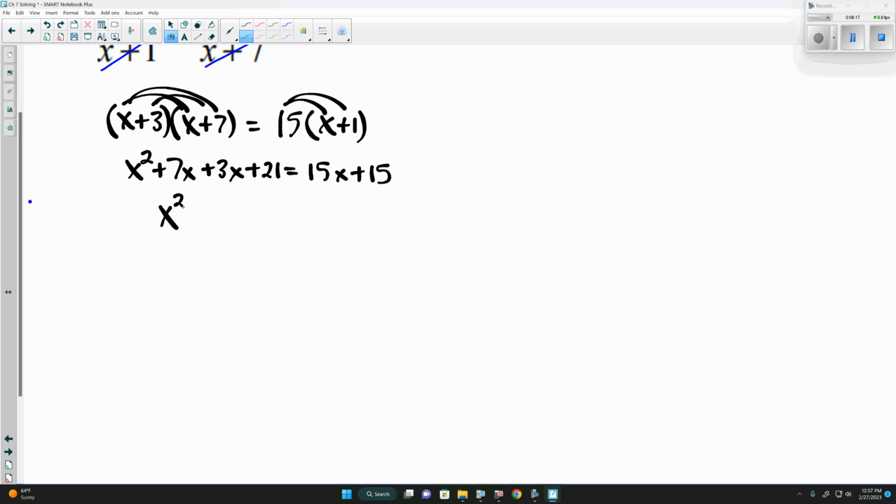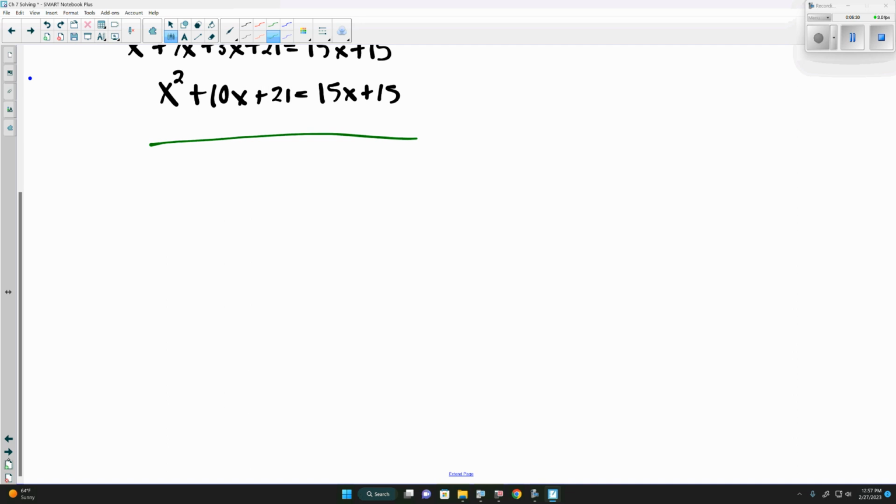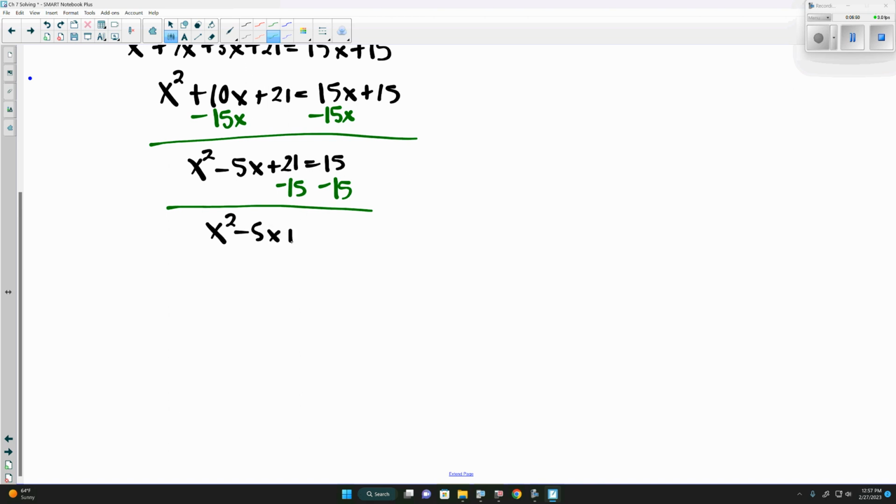Combine like terms, 7x plus 3x is 10x. What can we do next? Yes, we minus 15x, which will tell us we have x squared minus 5x plus 21 is equal to 15. We'll need to minus 15. Notice that we have x squared minus 5x plus 6 is equal to 0.